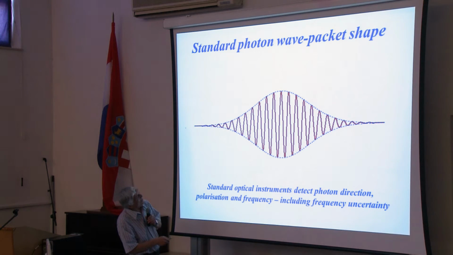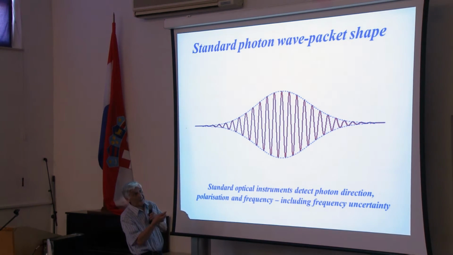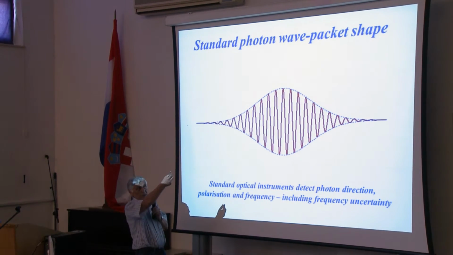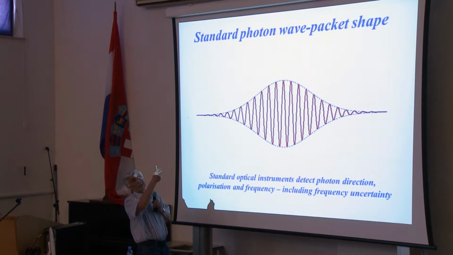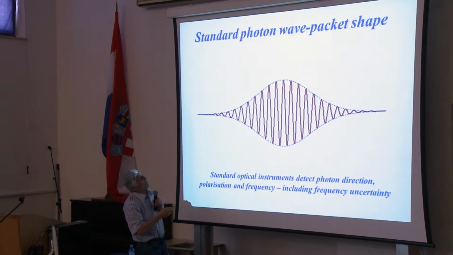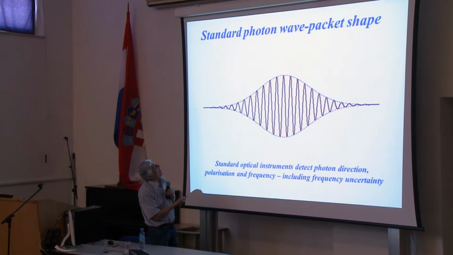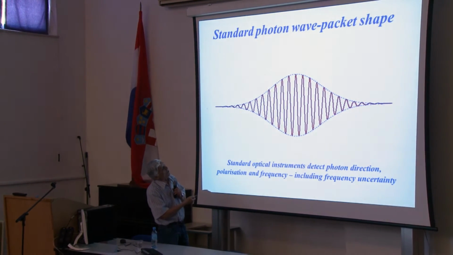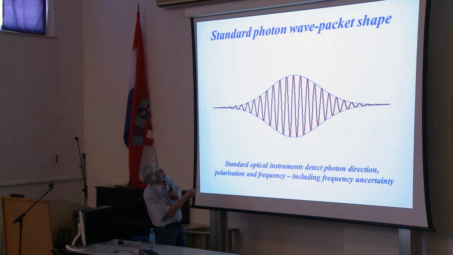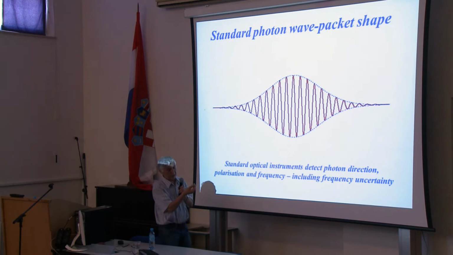What standard optical instruments usually measure is the direction of the photon, that means from which side it comes, for example if you look at the sky at a star. Then they measure the frequency of that photon, including of course the frequency uncertainty, which is usually very small, and also the polarization of the photon. Polarization is really the direction of the movement of the electric and magnetic field, perpendicular to the direction in which the photon is going.